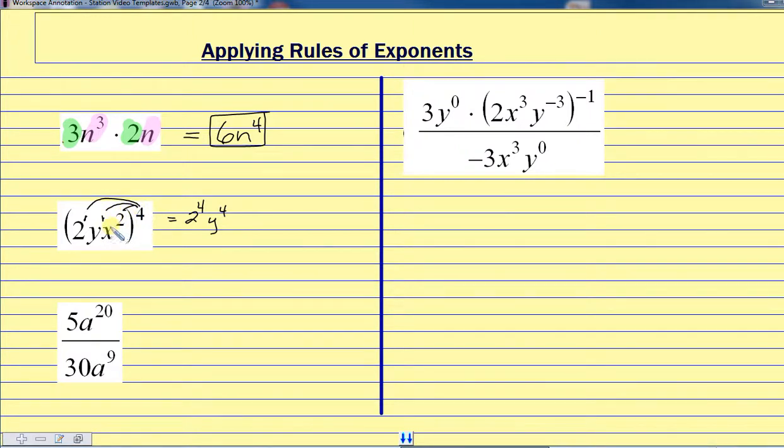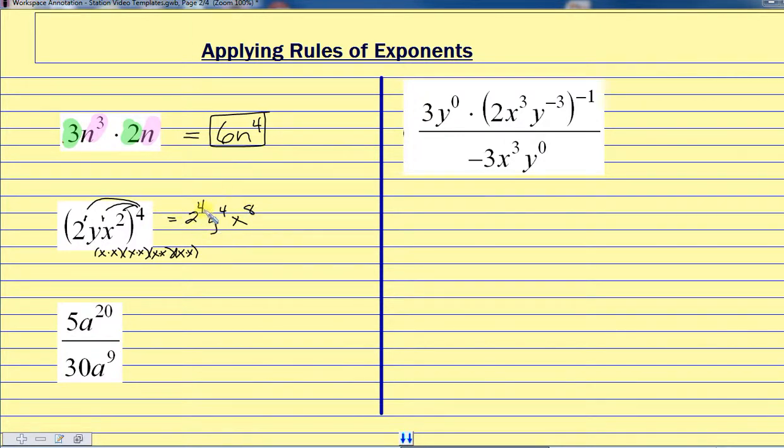X squared times itself 4 times would be x squared times x squared times x squared times x squared. Or, here's what it would look like the long way. X times x, that's an x squared, times itself 4 times. 1, 2, 3, 4. So, of course, we have 8 x's. Or we could multiply the powers. Power of powers multiply. So, x to the 8th.